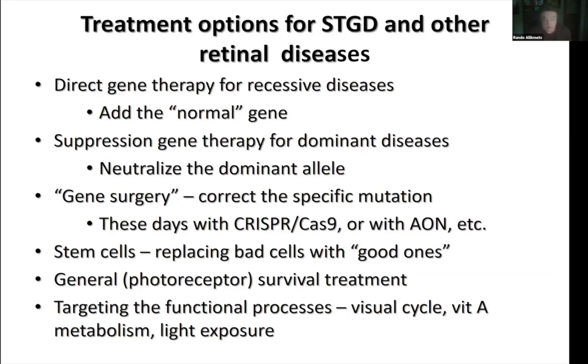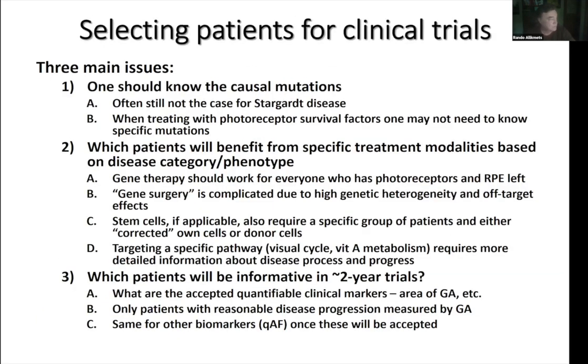And then there are other therapies like general survival treatments, which I've already mentioned, and also targeting the functional processes, as I said in Stargardt. There are several planned. Mostly they combat the lipofuscin accumulation as the main target for those therapies. Again, they don't target the cause, but they target the symptoms, and some of them are in clinical trials, and maybe some of them will work.